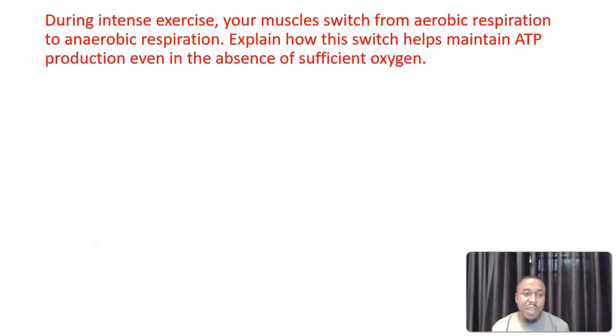So now there's another question we have here. During intense exercise, your muscles switch from aerobic respiration to anaerobic respiration. Explain how this switch helps maintain ATP production even in the absence of sufficient oxygen. Now, what they mean here is that there is oxygen, but the oxygen is not sufficient. So the muscle will have to switch to anaerobic glycolysis in order to maintain glucose supply.